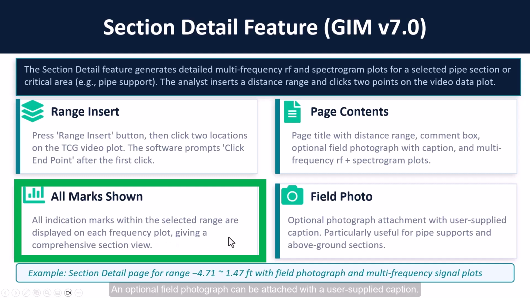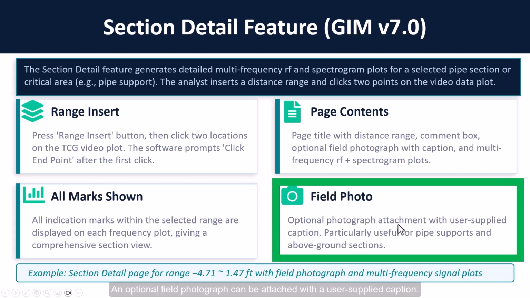An optional field photograph can be attached with a user-supplied caption. This is particularly useful for pipe spots, areas of non-complexity, or any sections that warrant independent documentation beyond the individual indication pages. You saw this in the demonstration. The section detail plot between -4.71 and 1.47 feet gave us a clear high-resolution view of both the T01 reflection and the T02 extraneous mode from the nearby well, all in one focused report page.